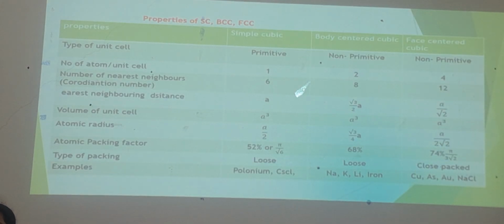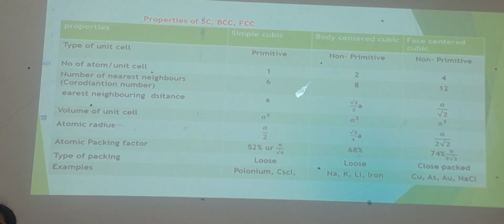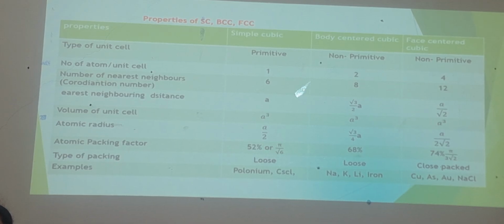Now we can see the entire properties tabulated in this table. The properties are: type of unit cell, number of atoms per unit cell, coordination number, nearest neighboring distance, volume of one unit cell, atomic radius, atomic packing factor, and type of packing.